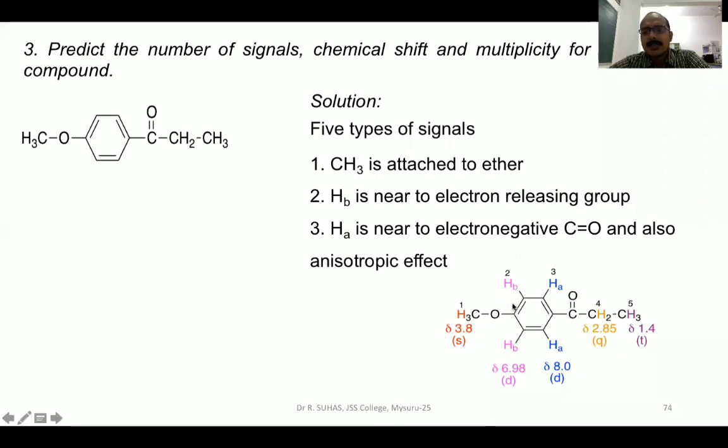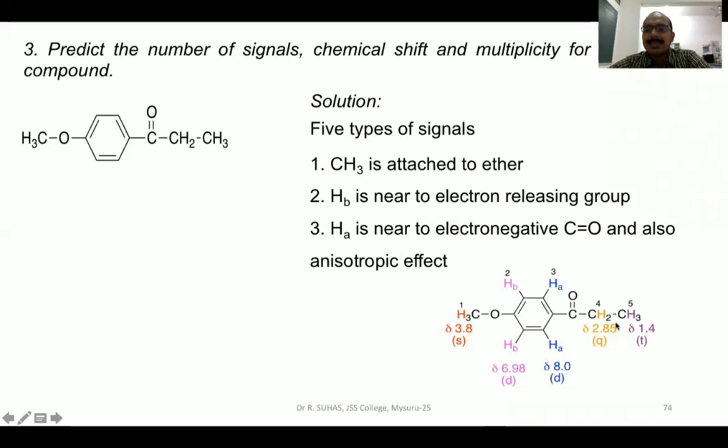Now coming to this, it has the neighbor H, and this also has the neighbor H. So there is only one H as neighbor, 1 plus 1 is 2, that means you are going to get a doublet. In short, we represent it as D. Here, singlet, we shortly represent it as S. This also has only one neighboring proton, H, that's why this also will appear as a doublet.